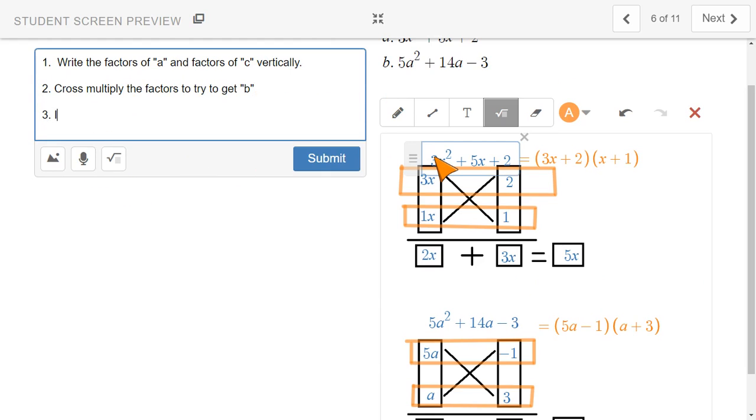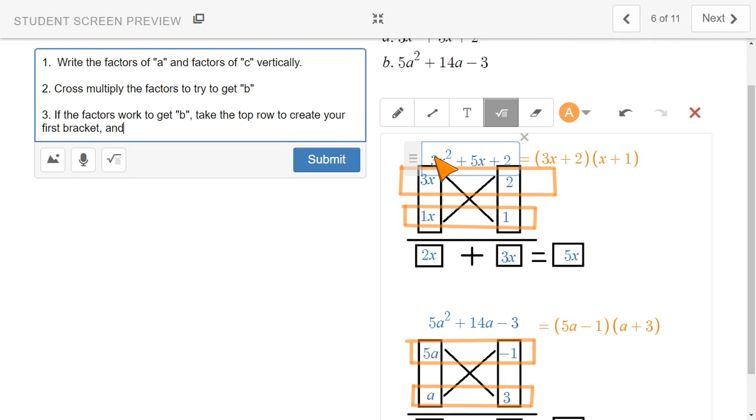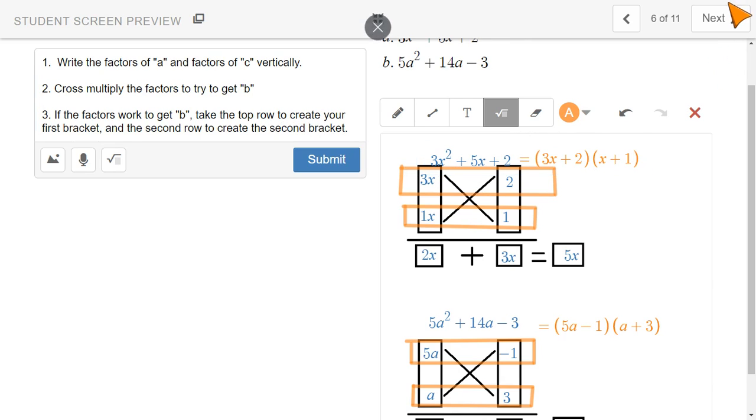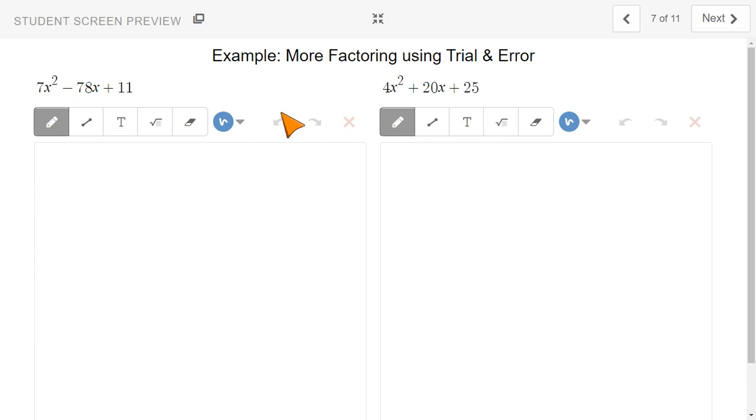Let's add our third step. If the factors work to get b, take the top column or top row to create your first bracket and the second row to create the second bracket. Let's do these examples again.